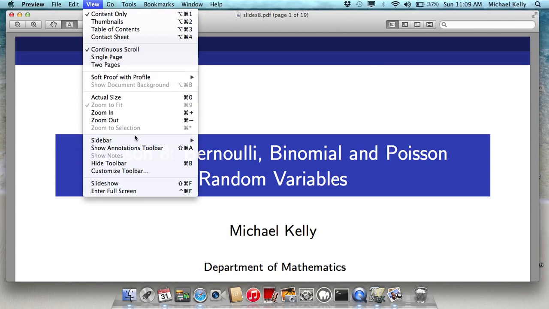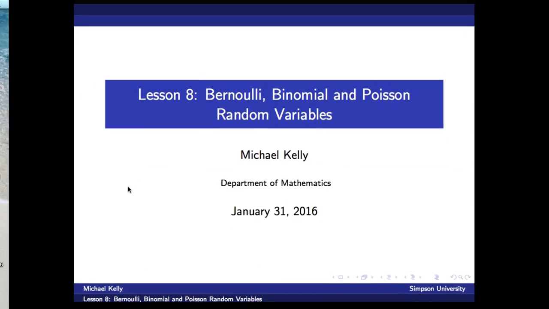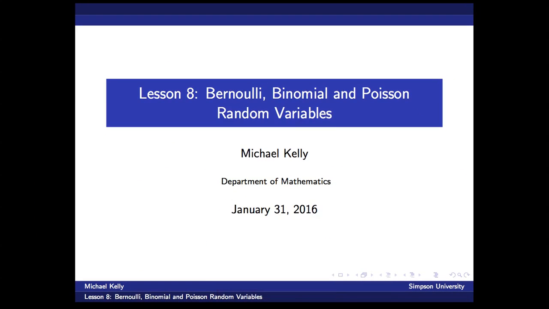Hi guys, and welcome to Lesson 8, where we're going to talk about three different kinds of random variables that every probabilist should know: the Bernoulli, binomial, and Poisson random variables.